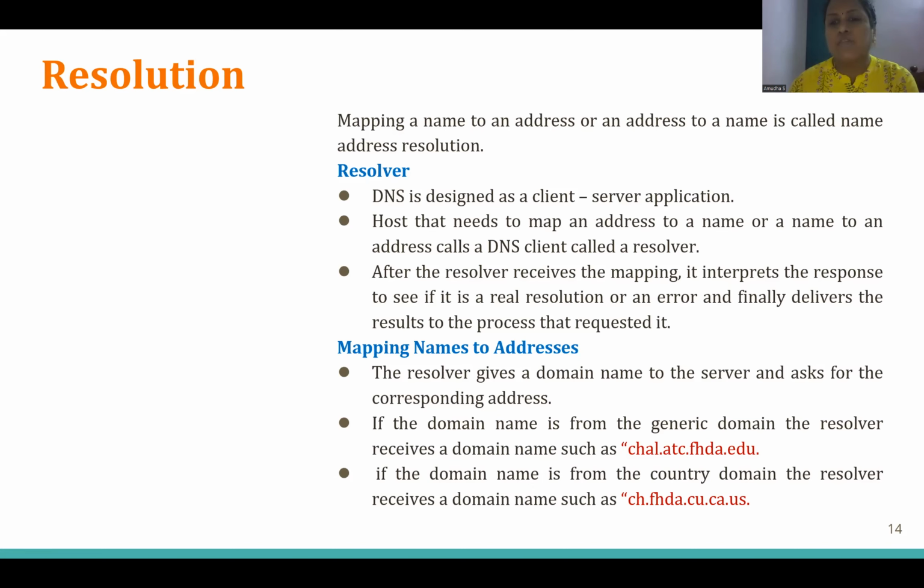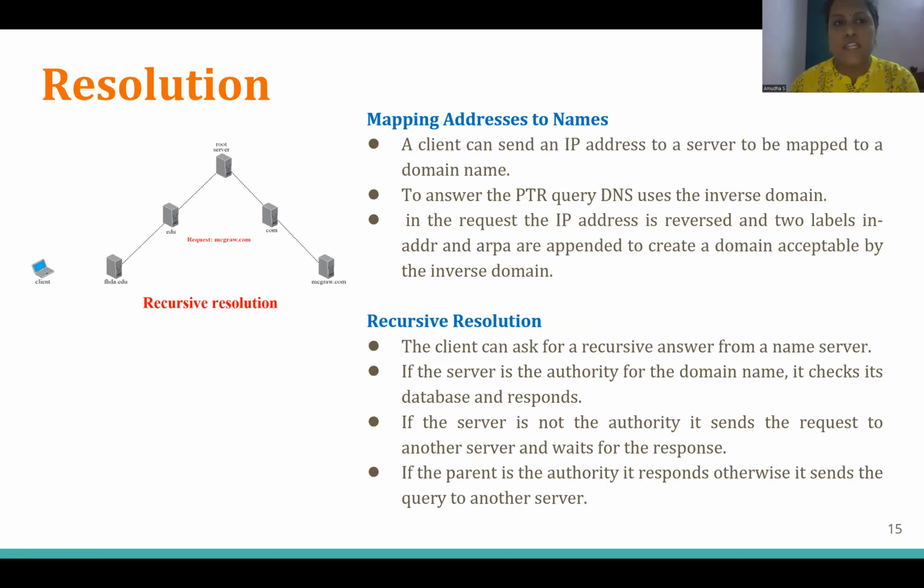If the domain name is from the generic domain, the resolver receives the domain name such as chal.atc.fnda.edu. If the domain name is from a country, then the particular country name is added at the end. Mapping address to a name: the client can send an IP address to the server to be mapped to a domain name. To answer the PTR query, the DNS system uses an inverse domain.